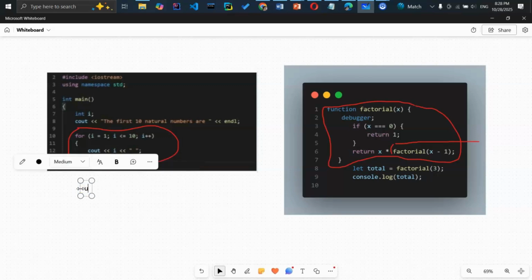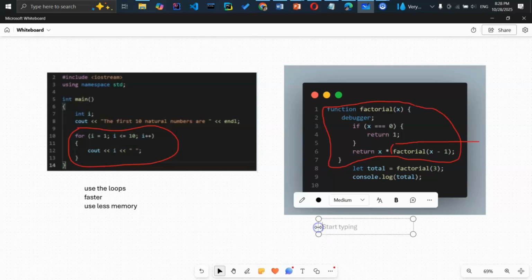Iterations use the loops, as well as being fast and using less memory. What about recursion? Recursions use the function calls, as well as being slower and using more memory, right?